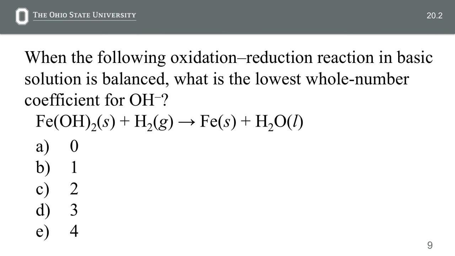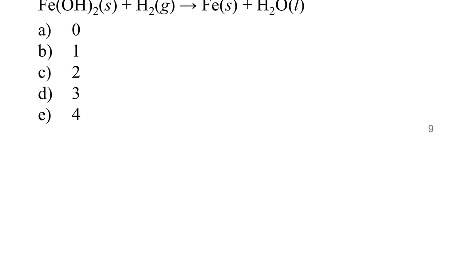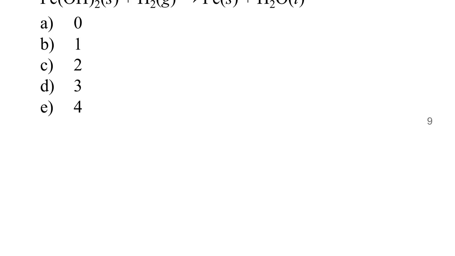So here we have an oxidation reduction reaction where we want to balance in base. This question is going to ask for the lowest whole number coefficient for OH minus. But let's just worry about balancing, let's worry less about answering that exact question. So again, steps are basically the same. We're going to divide into half reactions. We're going to have our iron-containing half reaction, iron hydroxide, I'm going to leave off phases, forms iron, solid. The other half reaction is H2 gas forming water.